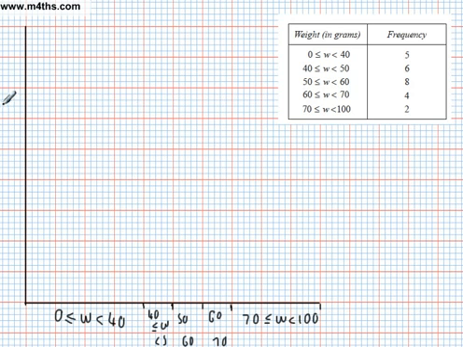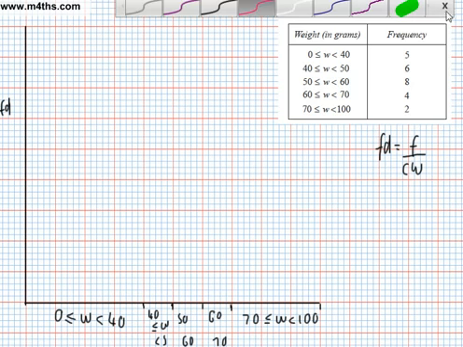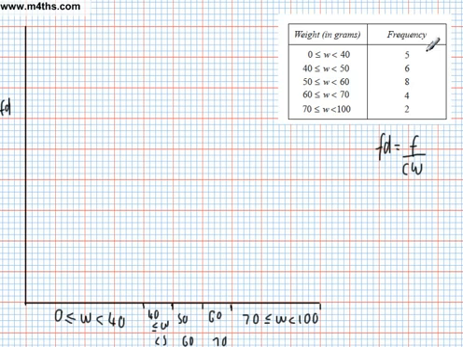This right here is the frequency density. How we do that is, remember, going back, frequency density, FD, is frequency divided by class width. So we'll work some out and put it in this little box. So frequency is 5.